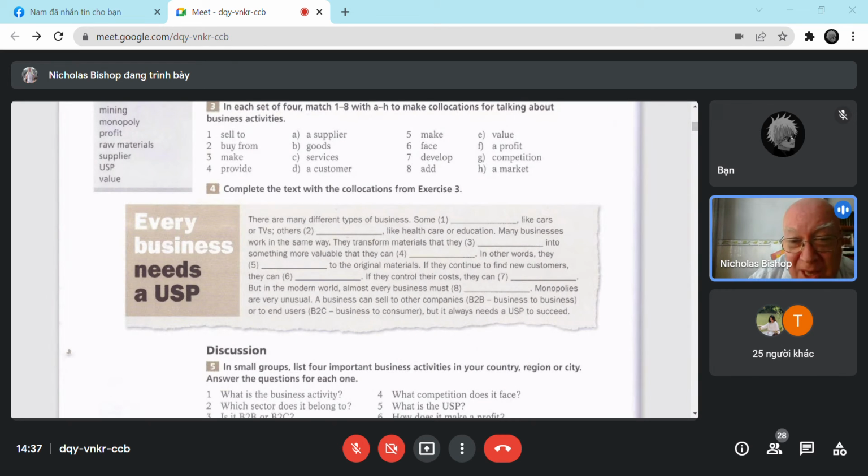So we're saying the same kind of thing in different words. It says, in other words, you're explaining it. I think in other words, they add value to the original materials. If they continue to find new customers, they can develop a market.